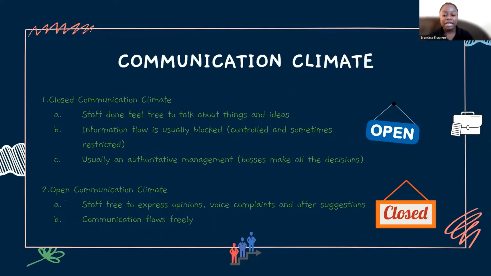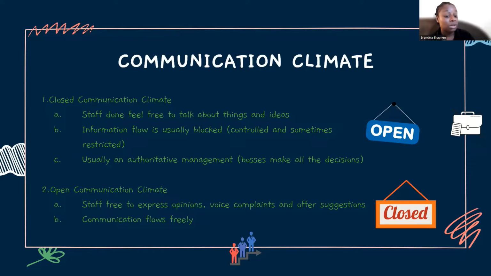When we think of communication, we also have to think about communication climate, because you'll find that in a lot of companies, sometimes it's easy to communicate and sometimes it's difficult to communicate. That means we have two different communication climates that can happen within a company. It can be closed or it can be open. When we have open communication, staff normally tend to feel free to express their opinions, voice their complaints, and offer suggestions to different persons. It's easy to share information.